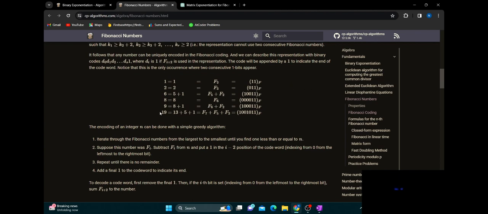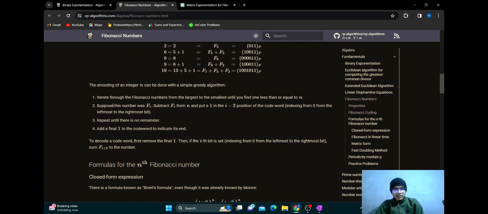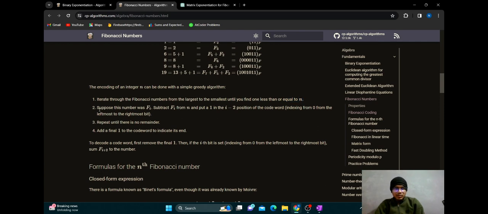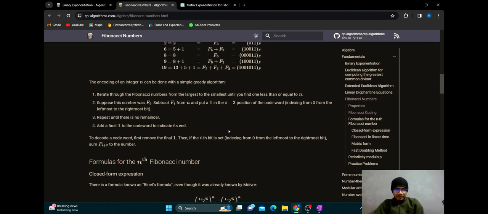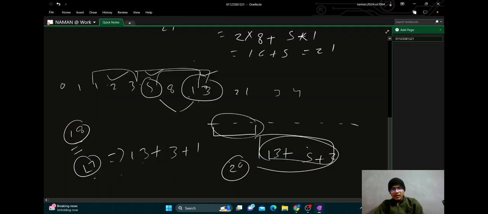So let's take an example of how 19 can be represented. It is a simple greedy algorithm for this code. It states: iterate over the Fibonacci numbers from largest to smallest until you find one less than or equal to n. Suppose this number is F5, subtract F5 from n and put 1 in the (i minus 2)th position of the code word, and do this until there is no remainder, then add a final 1 to the code word to indicate its end.